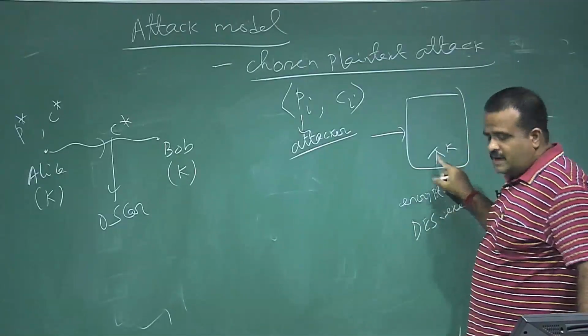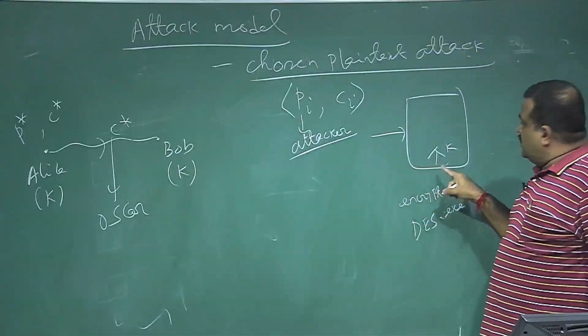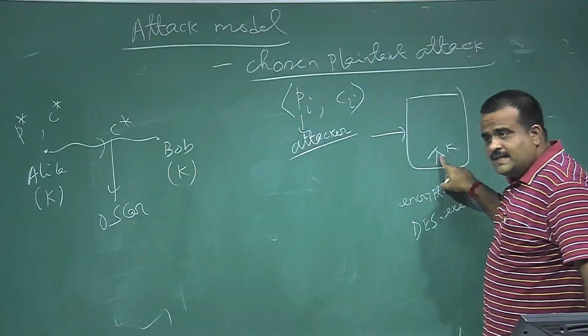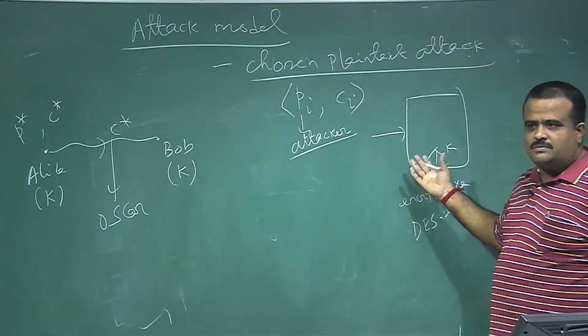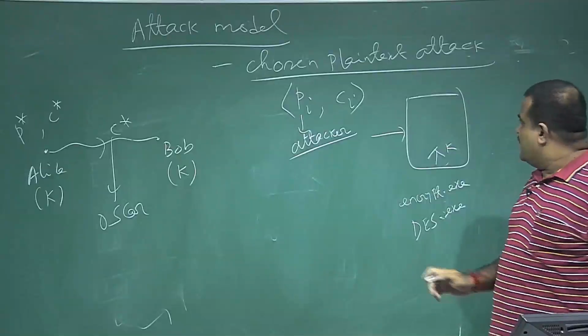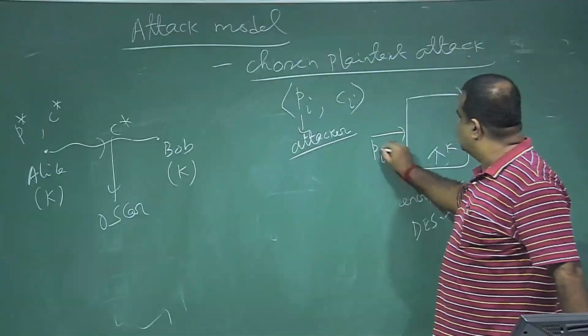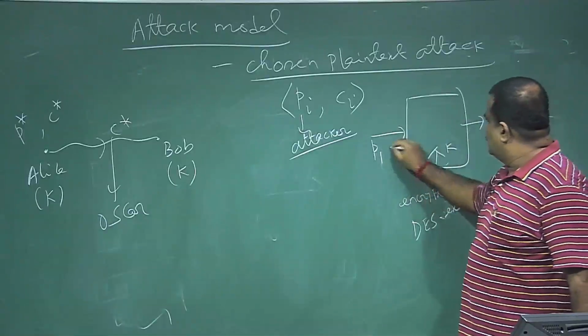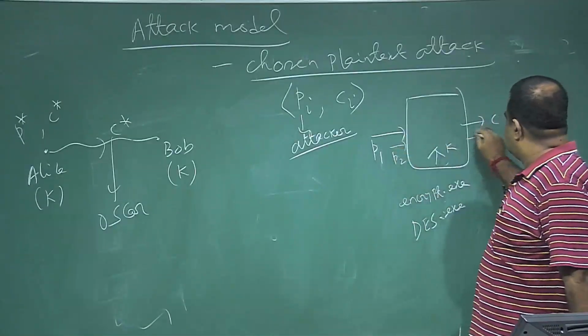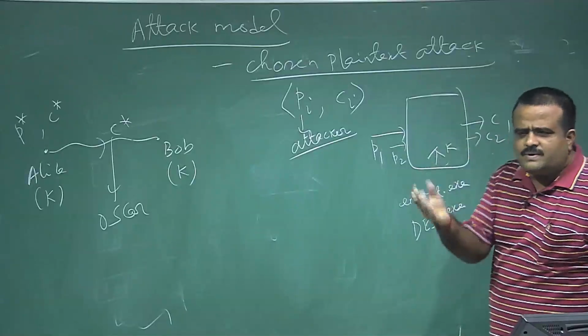So, we are not revealing the key, it is built inside. But we are giving temporary access of this encryption machinery to the attacker, so that the attacker can choose the plain text P1 and get the ciphertext C1, P2 and get the ciphertext C2, like this for some point of time.